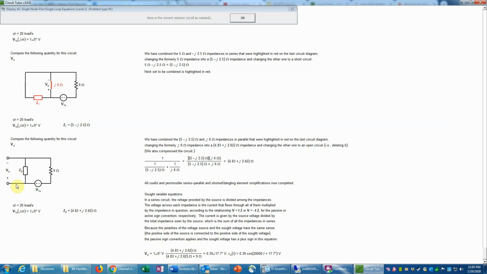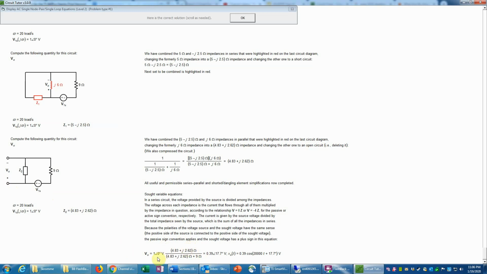We do, however, as always, have to pay close attention to the polarity, and so we notice that the positive side of the voltage source is connected to the positive side of the sought voltage, and its negative side is connected through the 9 ohm to the negative side of the sought voltage. Therefore, they have the same sense, and there's no need for a minus sign in front of here, which there would be if, for example, the plus and minus were reversed here, or this plus and minus were reversed. In either of those two cases, we would need a minus sign here to correct for the polarity.